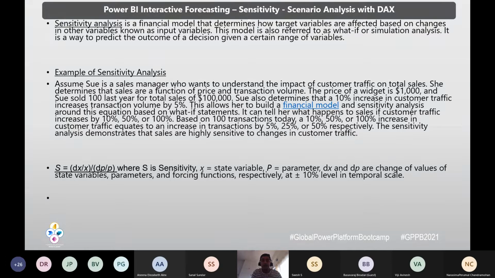What is sensitivity analysis? It's just a financial model that determines how target variables are affected based on changes in the input variables. So that's where you're connecting it with mechanistic analysis. It's like a what-if simulation analysis, where you predict, okay, what if this happens, what if that happens, what if this changes, or what would happen to the output.